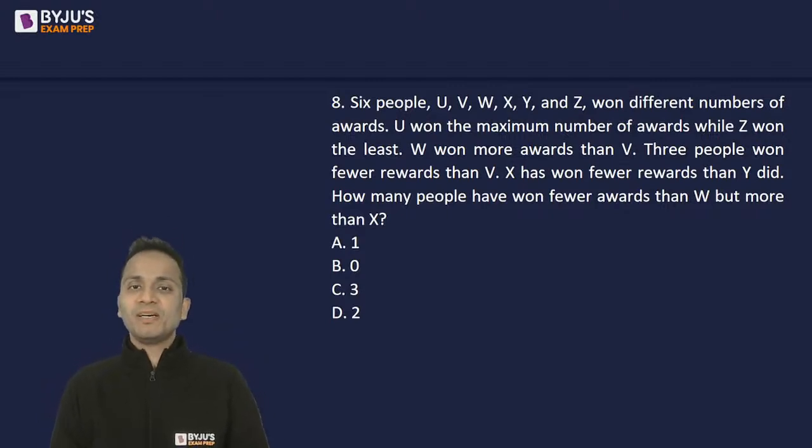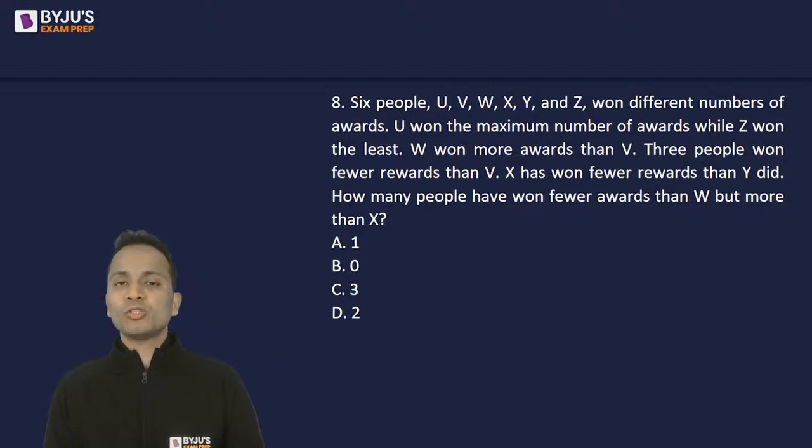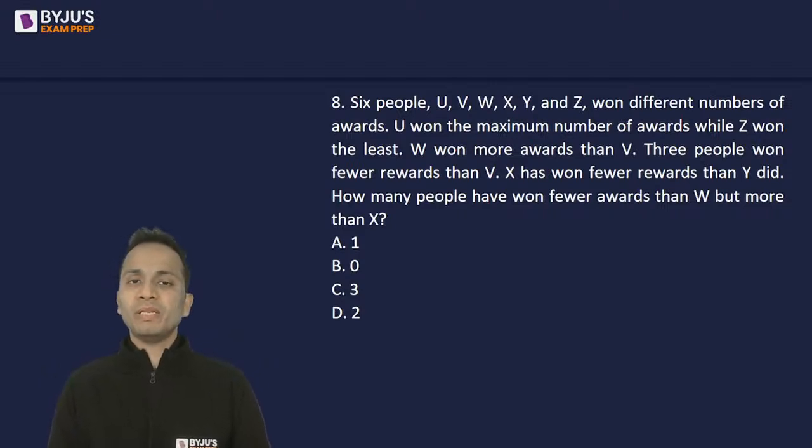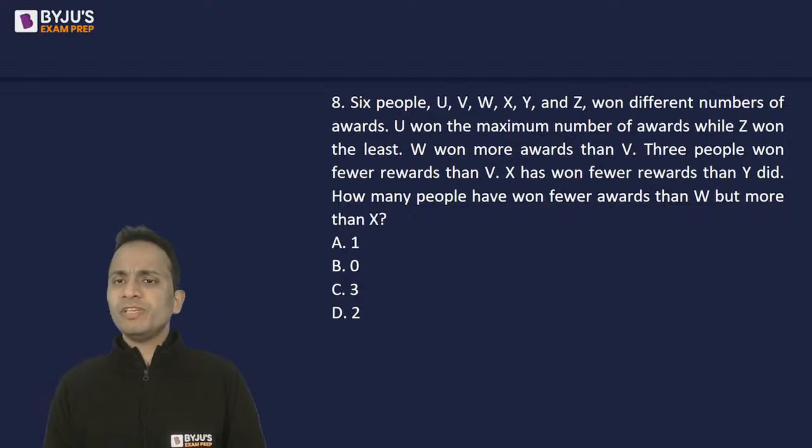The six people, U, V, W, X, Y, Z, won different numbers of awards. U won the maximum and Z won the minimum. W won more awards than V. Three people won fewer awards than V. X has won fewer awards than Y did. How many people have won fewer awards than W but more awards than X?